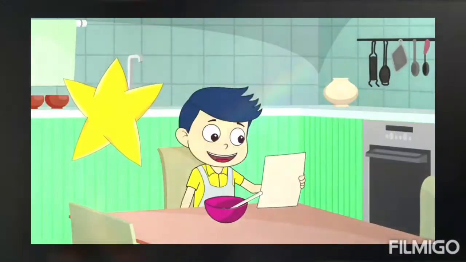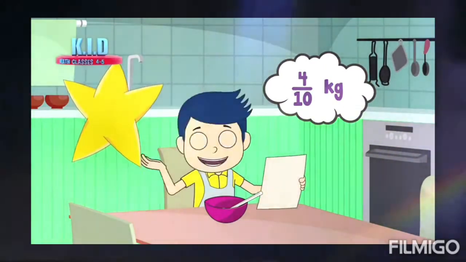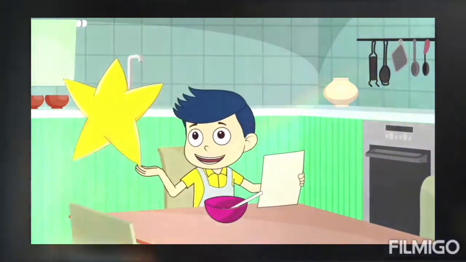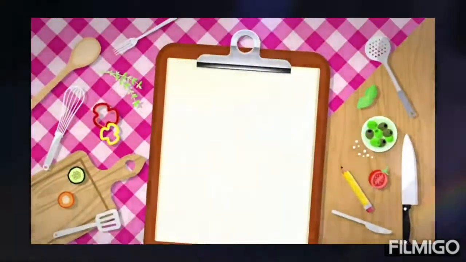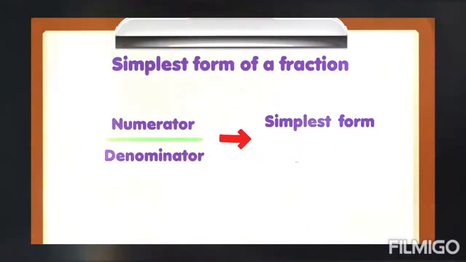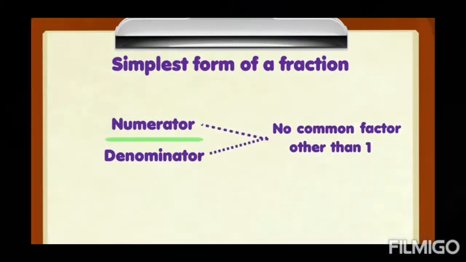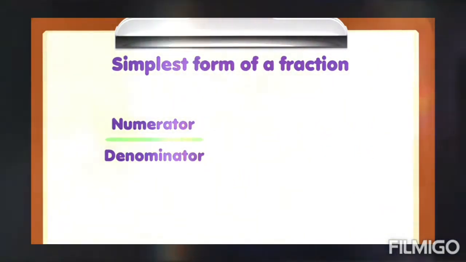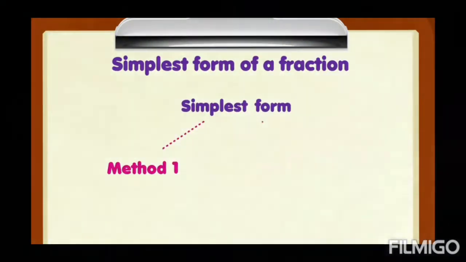So what is next? Well, 4 upon 10 kg of sugar, 4 upon 10. So we make 10 equal parts of 1 kg of sugar and we need to put 4 parts into the mold. Correct, but we can simplify this fraction further. Here, I will show you how it is done. A fraction is said to be in its simplest form or lowest term if the numerator and denominator have no common factor other than 1. We can simplify any fraction into its simplest form by using either of two methods.